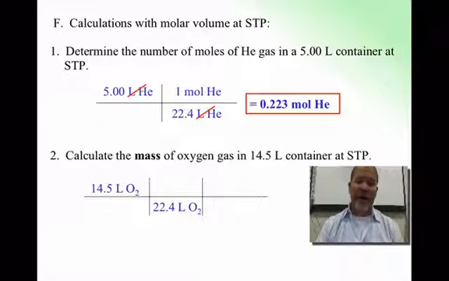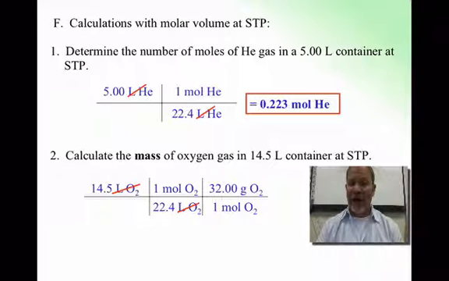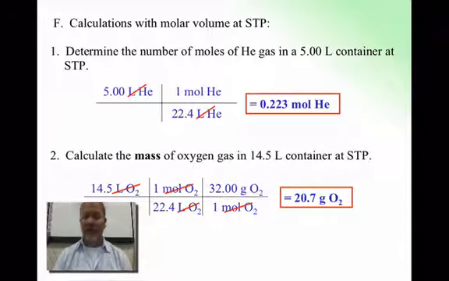Well, I know that 22.4 liters of oxygen gas, of any gas, is equal to 1 mole of that gas. That's a conversion factor at STP. So my liters cancel out, and now I'm in moles. Then I know that 1 mole equals the mass of oxygen, which is 32.00 grams. My moles cancel out and I end up in grams of oxygen. So multiply across: 14.5 times 32 divided by 22.4. With 14.5, that's 3 sig figs in your answer. That gives you the grams of oxygen.